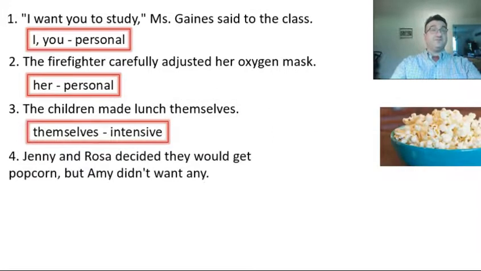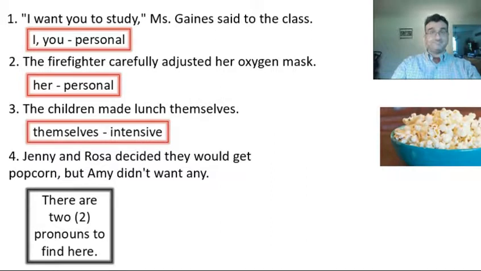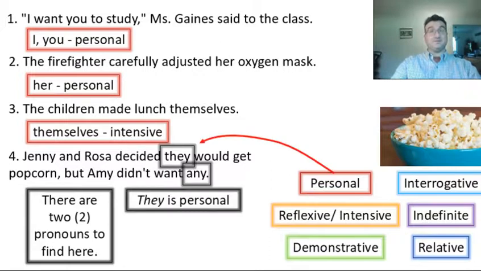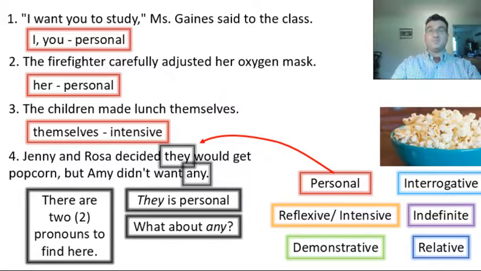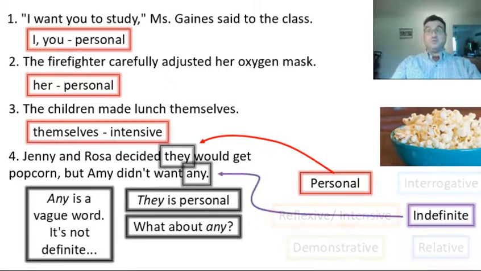So next we have, Jenny and Rosa decided they would get popcorn, but Amy didn't want any. There's 2 pronouns to find here. We have they and any. But which one of the 6 is it? They is personal. We've come across personal pronouns already, so you should be more comfortable with that by now. But what about any? Any is a vague word. It's not a definite word, so it's an indefinite pronoun. It's describing a general group of things.